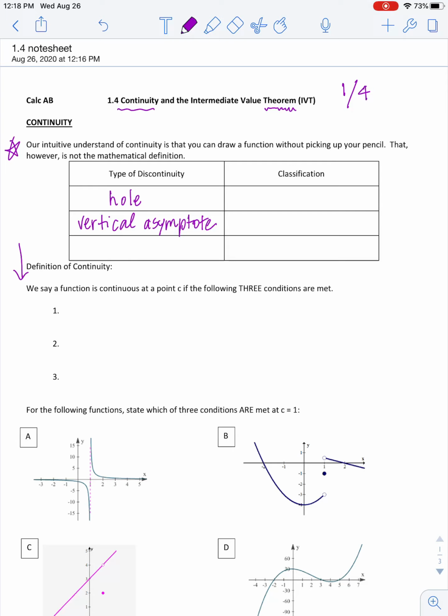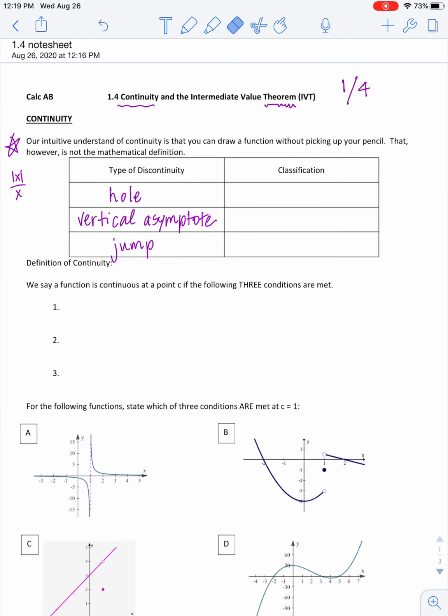This year we're going to call it a jump discontinuity. So when you think about the absolute value of x over x function that we've studied again and again this year, it's that function that looks like this, and it's got this going on here, and it's got this going on here. I know it has these holes, but it's the jump from one branch of the graph to the other that qualifies it as a jump. So that's technically a jump discontinuity.